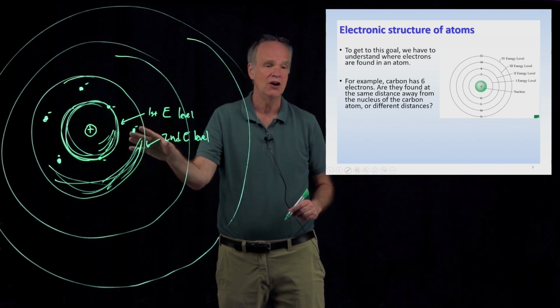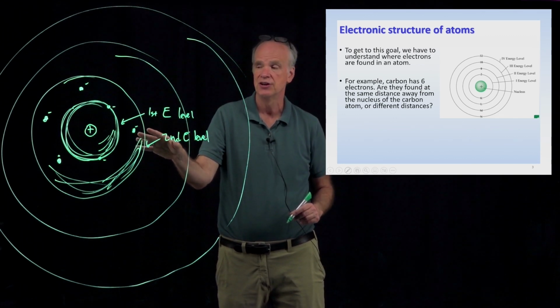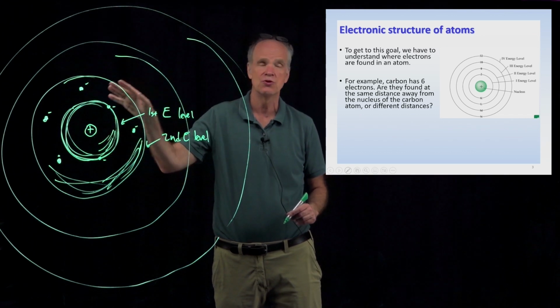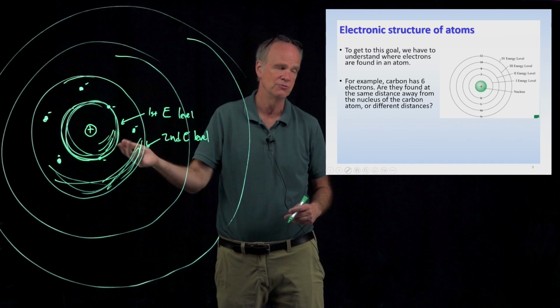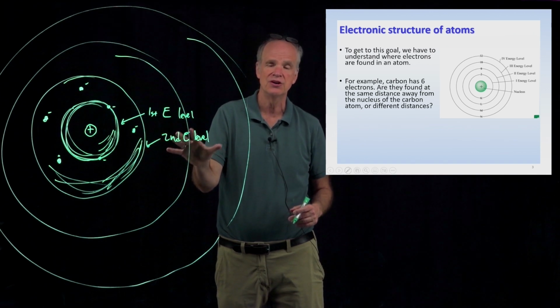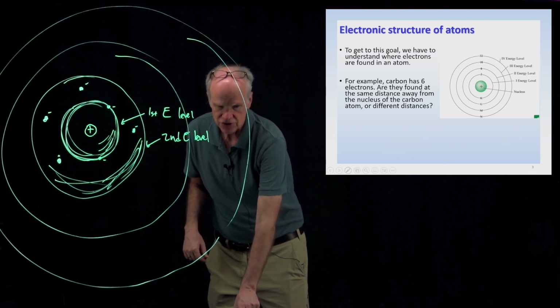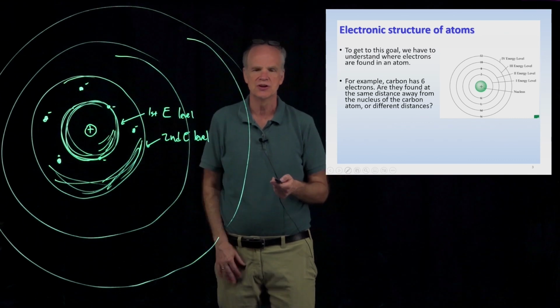But because carbon only has 6 electrons, the first 2 fill up the first energy level, the next 4 go into the second energy level, there are 4 more slots left, and the 3rd and 4th energy levels are empty. So this is sort of a nice, simplified picture of carbon.